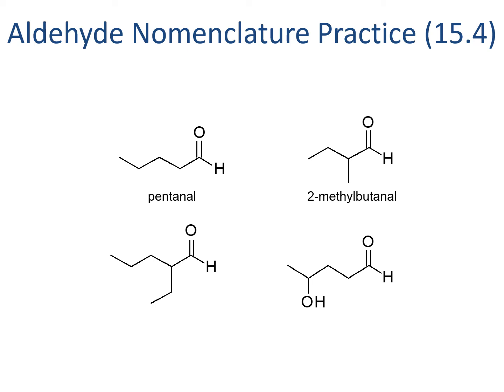Now try the bottom 2 molecules. In the bottom left is 2-ethyl-pentanal, so it's got 5 carbons, and then it's got an ethyl on the second carbon. And in the bottom right, we have 4-hydroxypentanal, again getting some use out of that hydroxy. It's important to remember that although aldehydes often have the hydrogen shown, the hydrogens are hydrogens, not carbons, and so they're never counted towards the main chain.